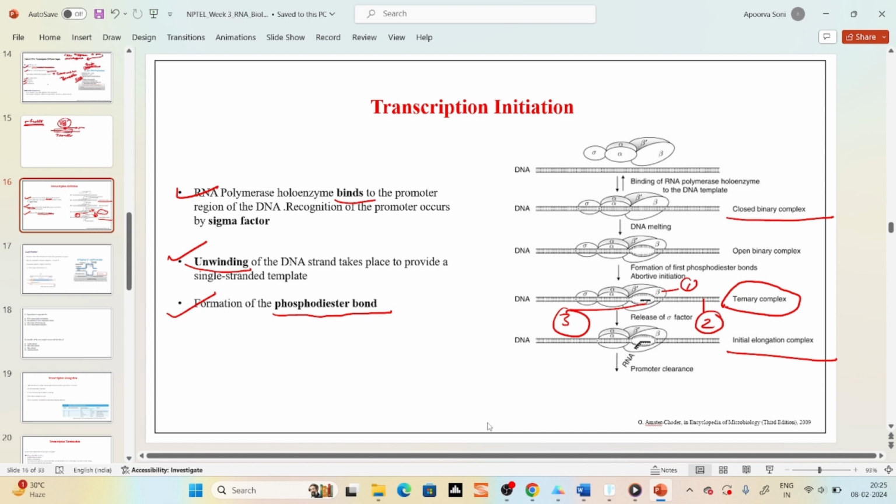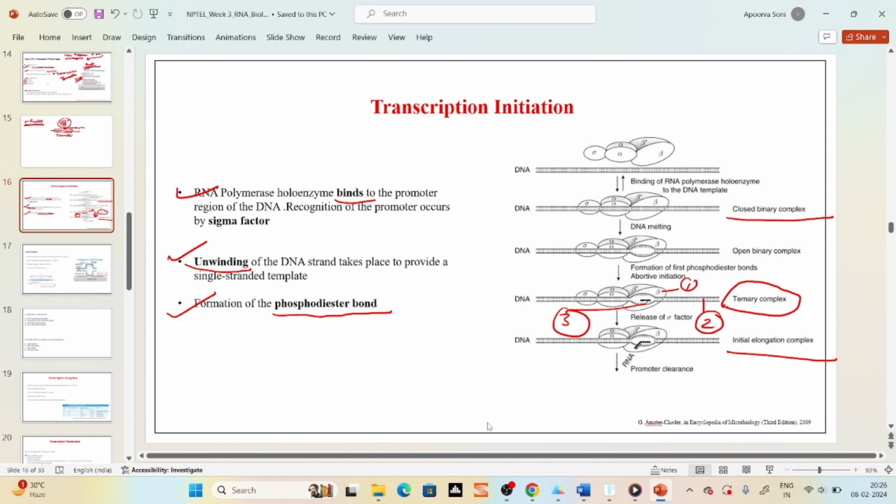Likewise here, since the function of sigma factor is just the recognition of the promoter region, it has completed its function. Now it is no longer needed, and it can be removed because it is an energetically expensive process to keep the sigma factor with the RNA polymerase. That is why after the formation of the first phosphodiester bond, the sigma factor is released, and then promoter clearance takes place, and eventually the transcription initiation is completed. So transcription initiation completes with the formation of the first phosphodiester bond.